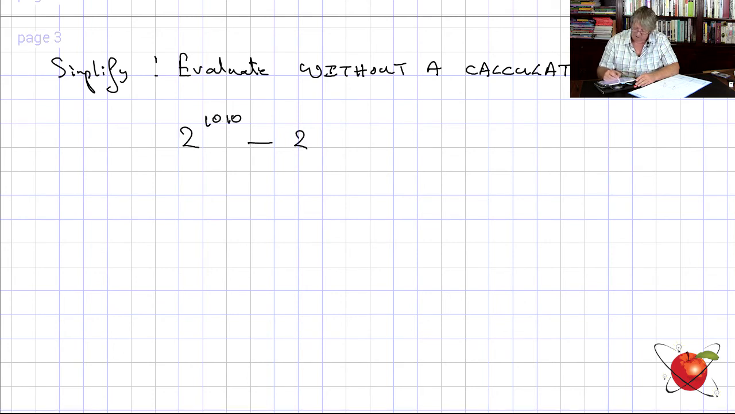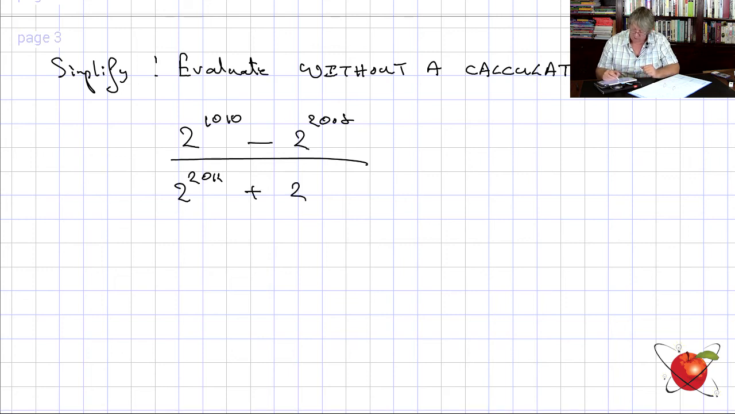minus 2 to the power of 2008 divided by 2 to the power of 2012 plus 2 to the power of 2008. Okay, now you can go to your calculator and you can try and see what you get until the cows come home with this, right? And I can assure you that you can put that into your calculator and your calculator can't answer it for you because it runs out of digits. You need a computer to do that, okay?